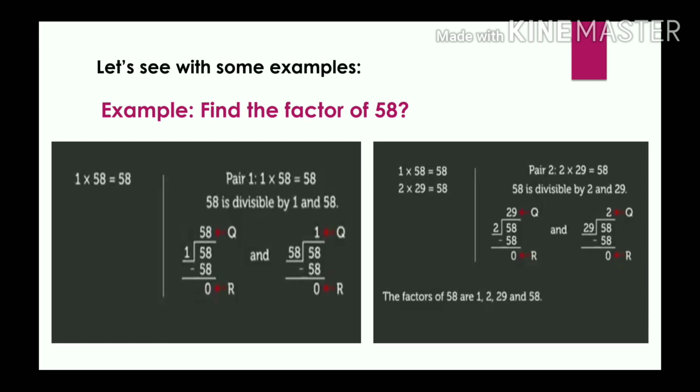Now, pair 2 is 2 multiplied by 29 equals 58. If we divide 58 by 2, we get 29 as the quotient, and if we divide 58 by 29, we get 2 as the quotient, which means 58 is divisible by 2 and 29. Thus, the factors of 58 are 1, 2, 29 and 58.